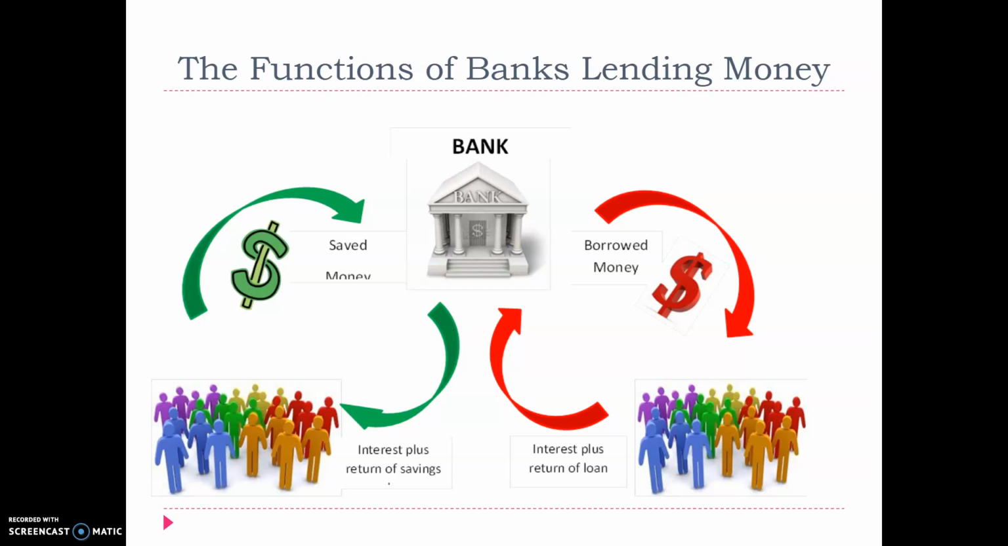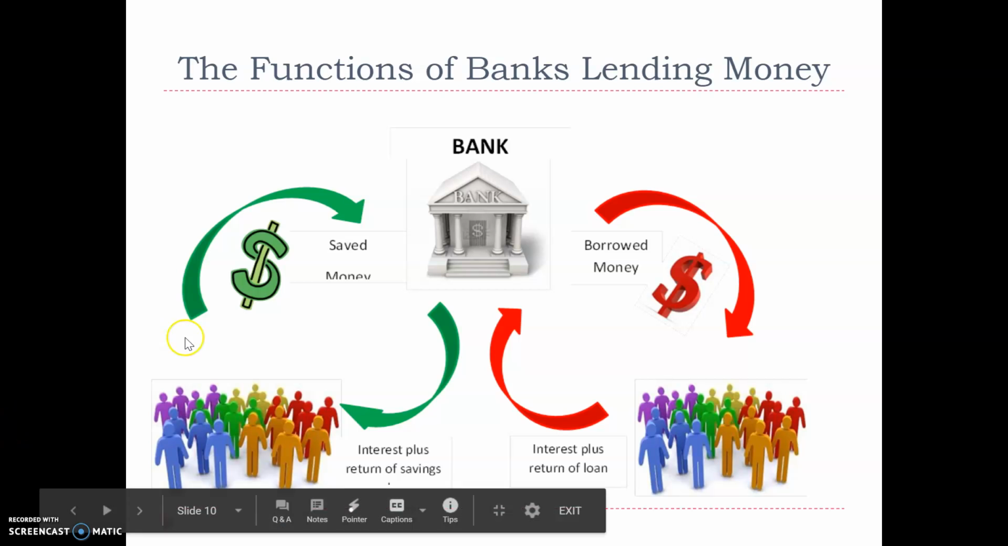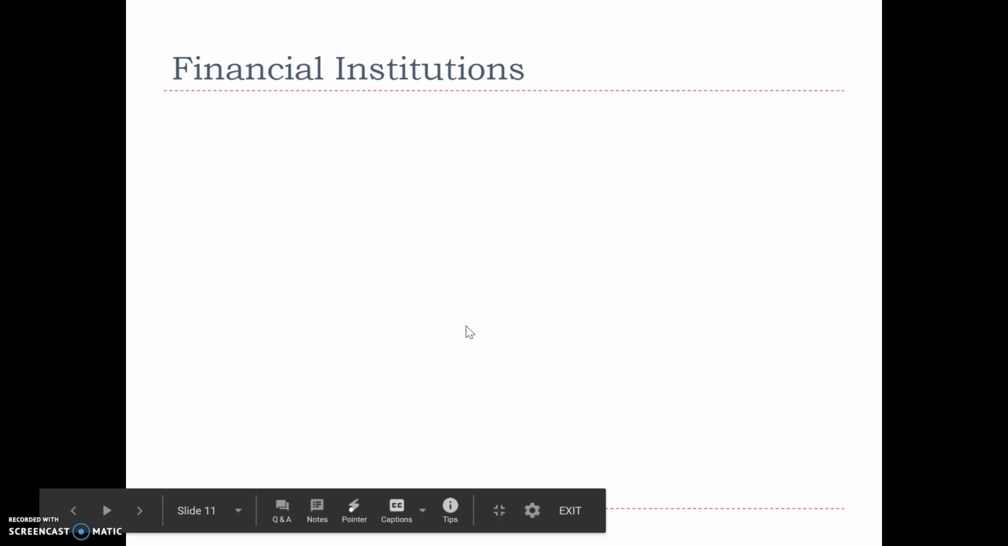So this just kind of describes what we were talking about. The bank is lending money. These people, customers of the bank, put money into the bank, and then the bank pays them back interest as a return on their savings. And these people, the bank is lending money to these customers, and then they're paying the interest back to the bank. And remember, this amount is going to be more than what they're paying you. That's how the bank makes their money.